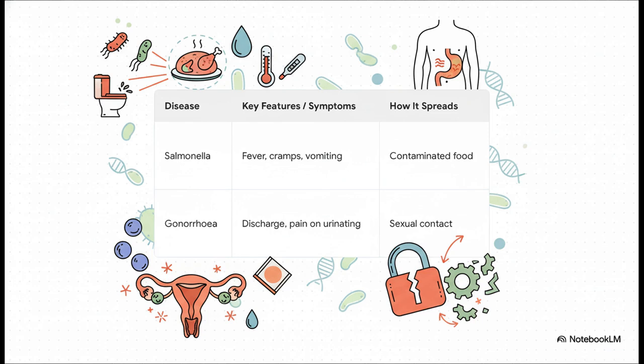Now for the bacteria. Salmonella. That's your classic food poisoning. You get it from contaminated food, and the nasty symptoms like fever and cramps are caused by the toxins the bacteria release. Then you have gonorrhea, which is a sexually transmitted disease. The key exam fact for gonorrhea, though, is that new strains have appeared that are resistant to antibiotics, making it way harder to treat. Remember that.